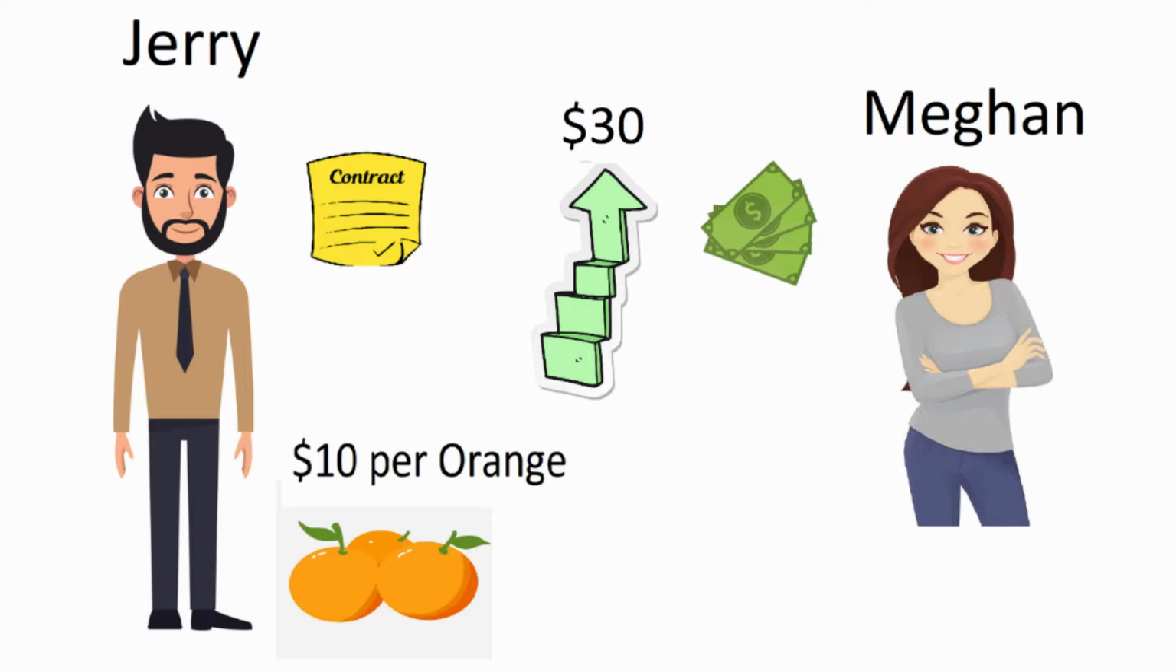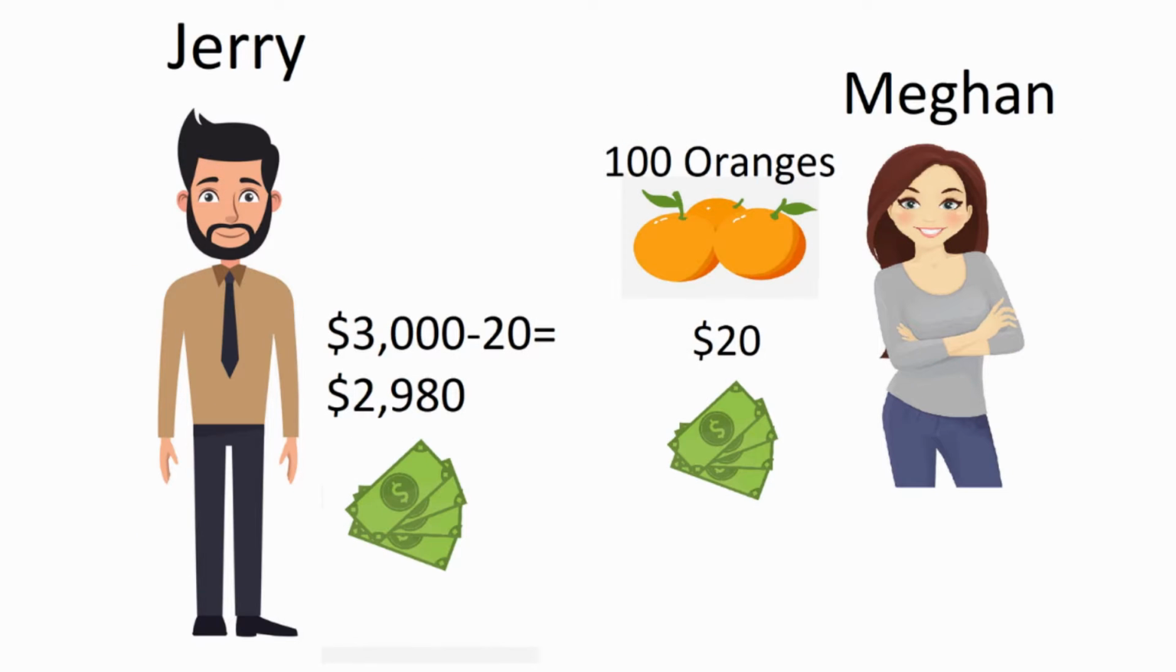Now, because Jerry's disregarding the contract, Megan is under no obligation to buy the oranges from Jerry. And also, Jerry is under no obligation to sell the oranges to Megan. He could sell them to a third party. But let's just say Megan agrees to buy the oranges. Now in this situation, Jerry would go home with $3,000 minus the $20 he gave Megan, and Megan would go home with 100 oranges plus the $20 from the contract that was not exercised.